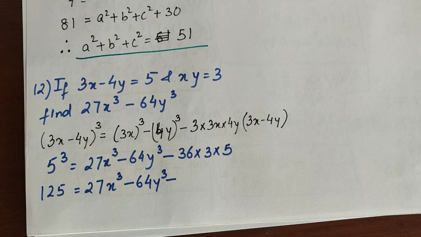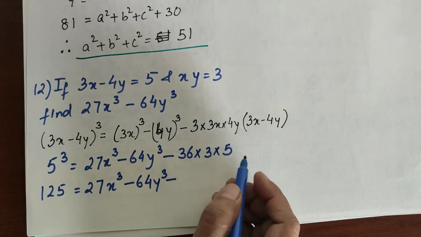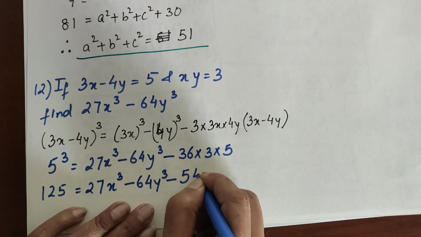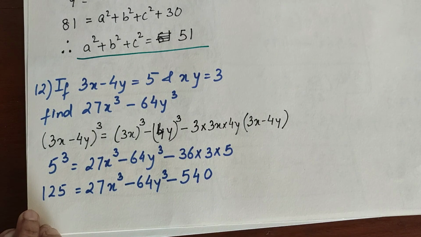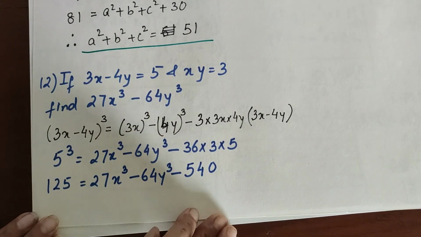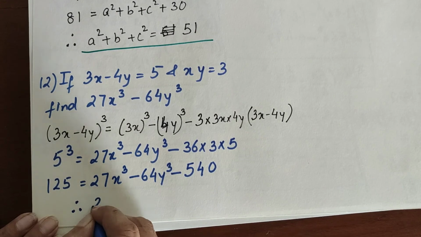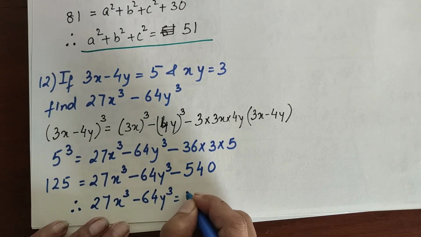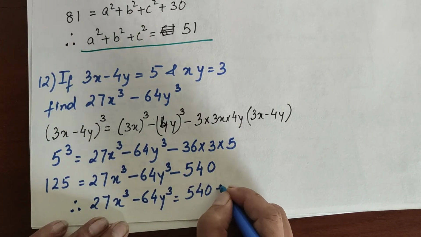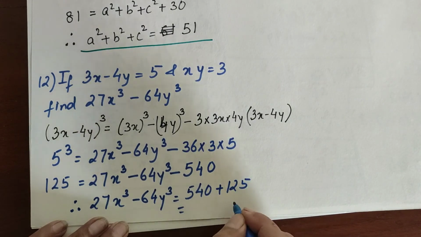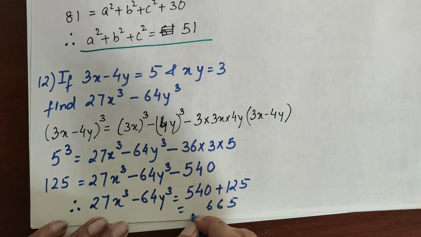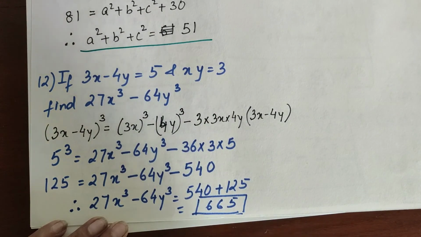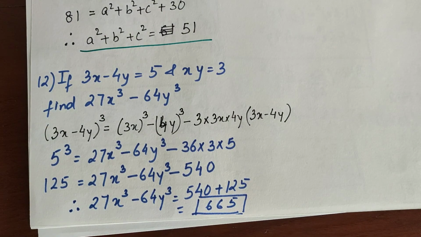36 into 15 we have to solve. So let me check. 36 into 15, it should be 540. So this is 540. Now when I take this 540 this side, it becomes plus. Therefore, your answer should be 27x cube minus 64y cube is equal to 540 plus 125, which is equal to 665. Okay.